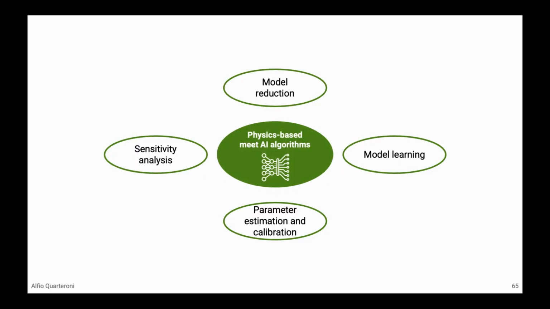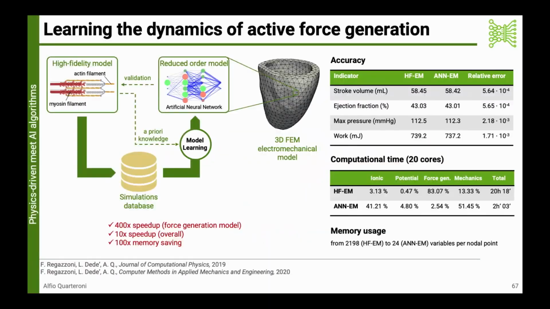We use it for model reduction, for model learning, for parameter estimation and calibration, for sensitivity analysis. That's the way we use it. Right. And here are just some examples that I will not discuss in detail, but it's just to let you know some of the cases where we have been using machine learning algorithms in connection with physics-based algorithms to solve specific problems.